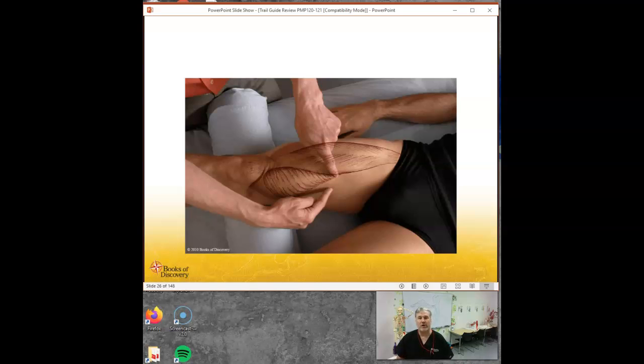Last question, ma'am. All four of those quads insert into the same place. Can you tell me where they insert? The knee. That's actually a pretty good answer. Right under the knee, on the tibia. Yes. So they insert into the patella, and then the patella inserts into the tibial tuberosity, which is right under the knee. Tibial tuberosity.